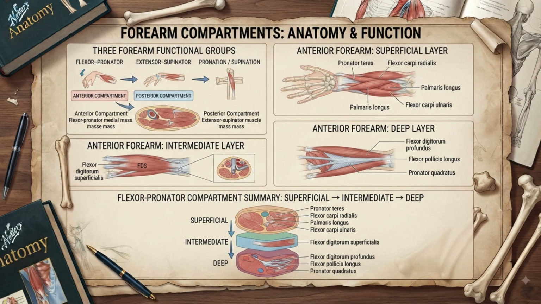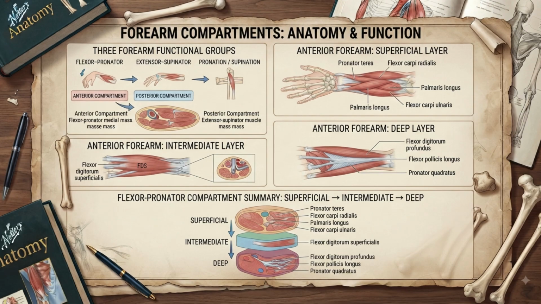The main muscle in the intermediate layer is flexor digitorum superficialis. Its tendons travel towards the fingers. The important action to remember is FDS flexes the proximal interphalangeal joints. So FDS is PIP flexion.